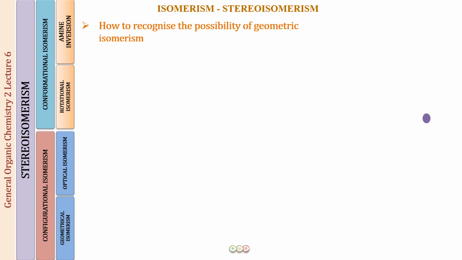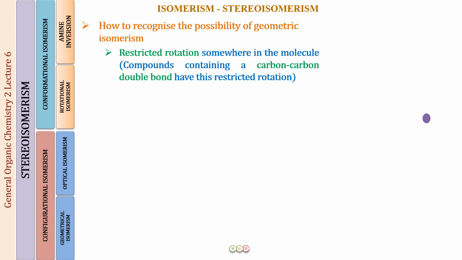So now how are we going to recognize whether the compound is going to show geometrical isomerism or not? I'm going to teach you certain things over here which are going to be very important. The first thing is that there should be some restricted rotation present in the molecule. If there is some restricted rotation present, the molecules will not be able to convert into one another, and therefore we will be having a different type of compound. We will be having isomers which are having a different spatial arrangement.